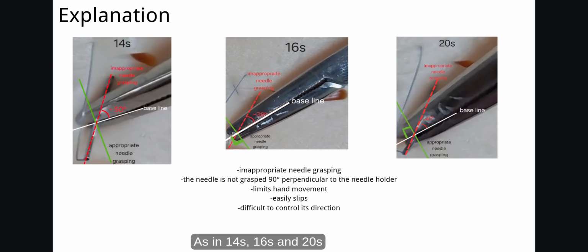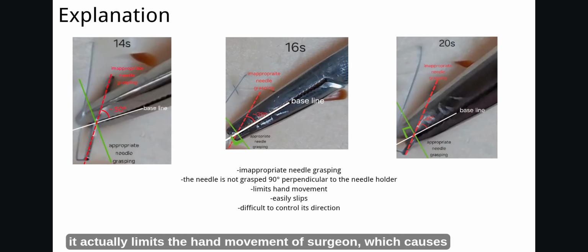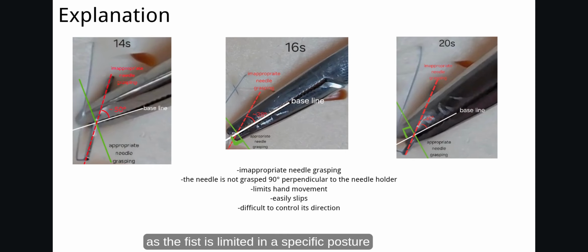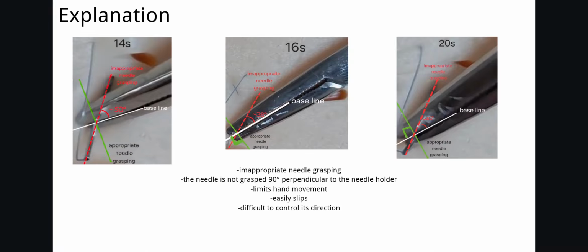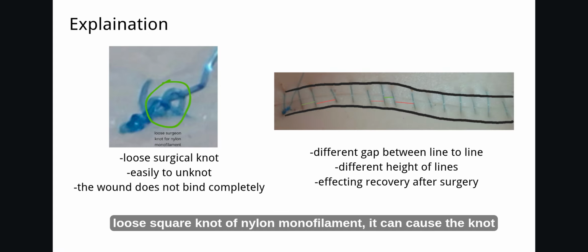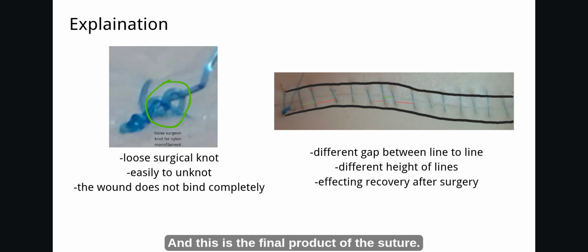At the 14th second, 16th second, and 20th second, the shots show inappropriate needle grasping. It limits the hand movement of the surgeon, which causes slippage of the needle and difficulty in controlling its movement, as the fist is limited to a specific posture. As the surgeon notes, it is a loose square knot of nylon monofilament. It can cause the knot to unknot itself during suture as the monofilament is pulled.